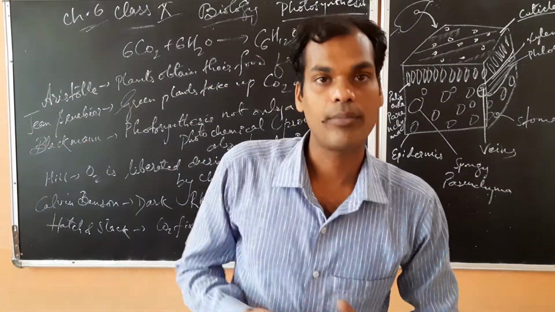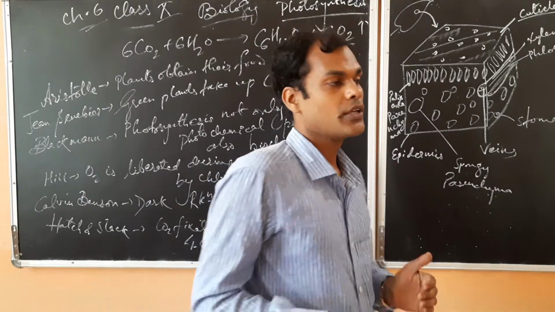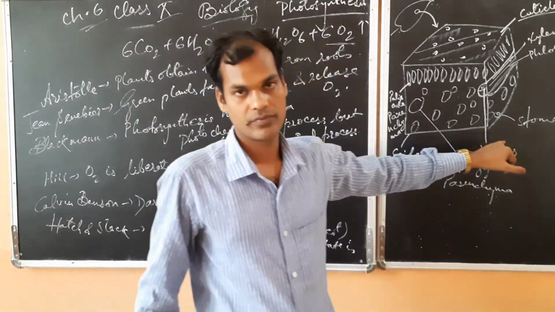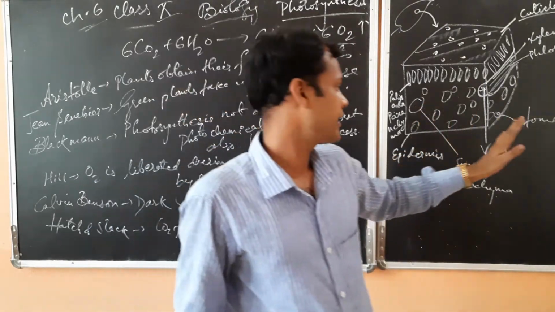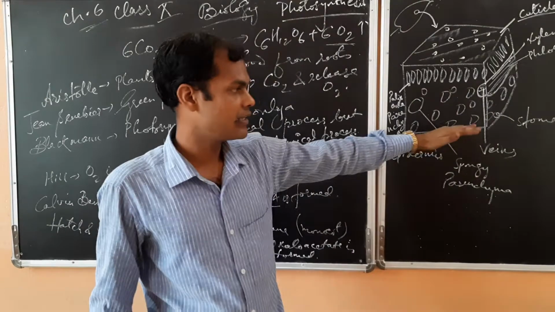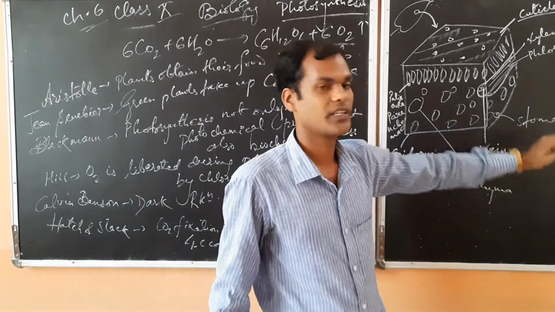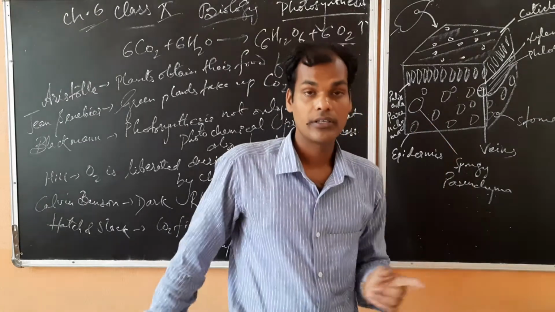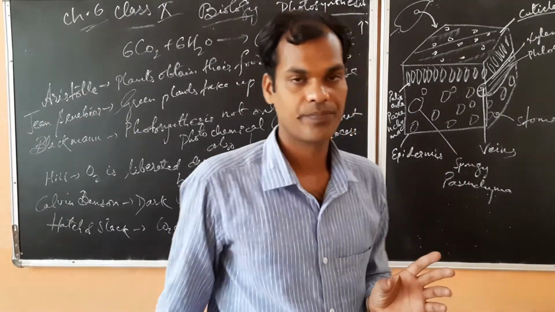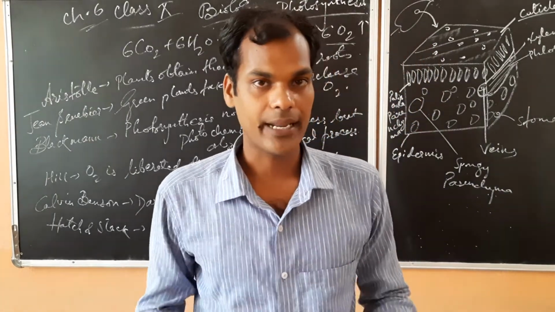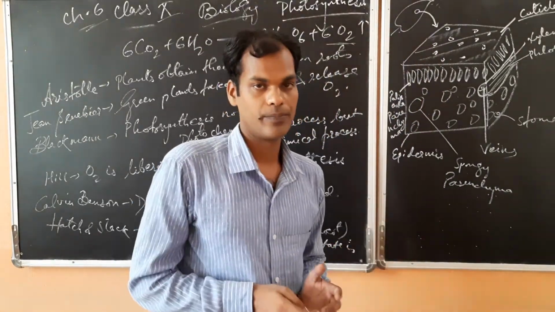Now, if we talk about chlorophyll, the chlorophyll is generally contained in the stroma portion. The grana and thylakoids are present in the stroma region. The chlorophyll is responsible for trapping the sunlight. So the first process is trapping the sunlight, and the sunlight trapping is done by the chlorophyll.